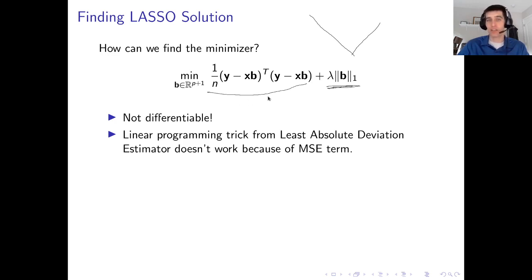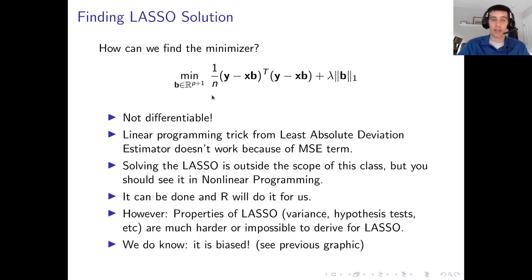Optimizing this expression is an interesting problem, but you will see some tools for doing it in your nonlinear programming course, which is upcoming. But the point is, R can do it for us. We will allow R to do it for us. We won't spend too much time talking about the optimization, except that it falls outside of the functions that we have minimized so far. That is, we can't use the linear programming trick, and we can't just differentiate and set equal to 0 using our matrix calculus skills.